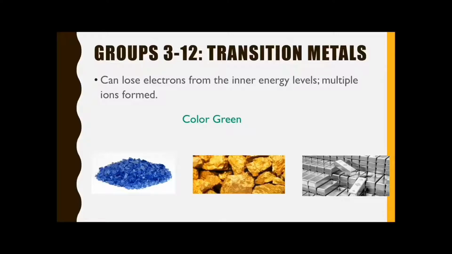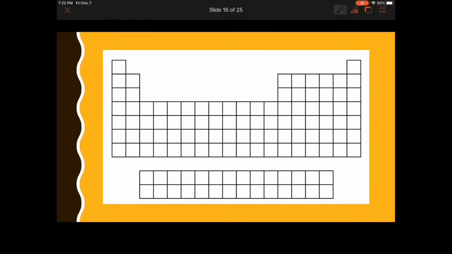As we move through, we are going to color all of these green. So looking at the periodic table, it is going to be all of these in the middle here. So all of these are your transition metals. They vary in ions, and they are the one exception to the rule of losing electrons from their valence shell. Transition metals are very tricky and very complicated. We will get used to working with them as we do chemical bonding.